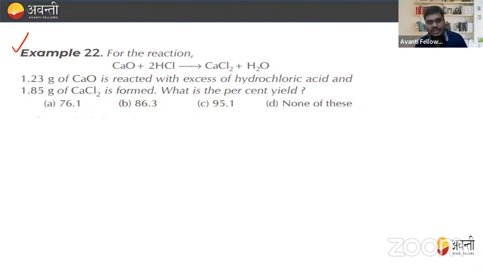For the reaction CaO plus 2HCl, the reaction is already given: CaCl2 plus H2O. 1.23 gram of CaO is reacted with excess hydrochloric acid, so 1.85 gram of CaCl2 is formed. What is the percentage yield? You have to calculate the percentage yield for this question. So what is the percentage yield, beta?